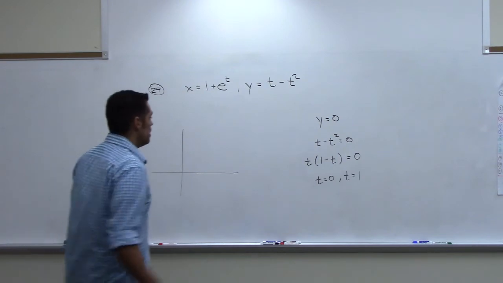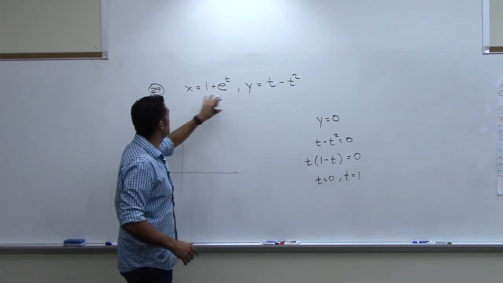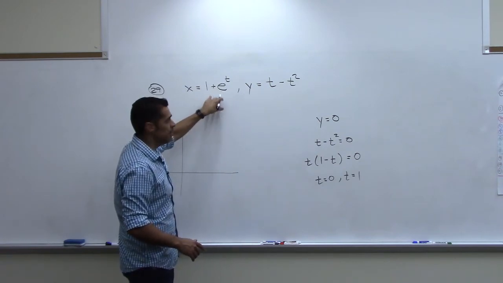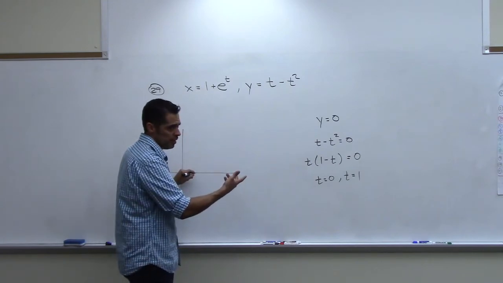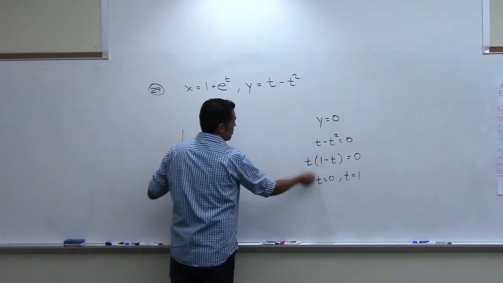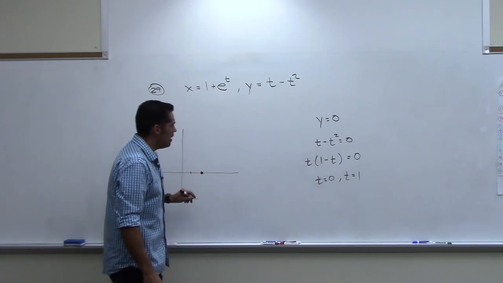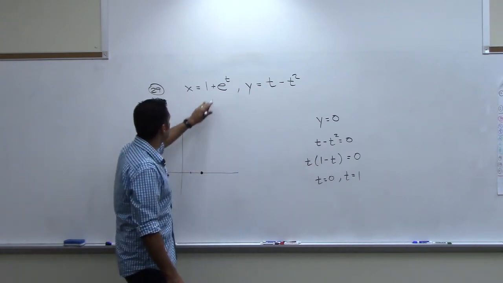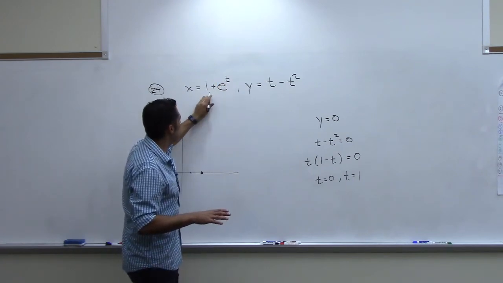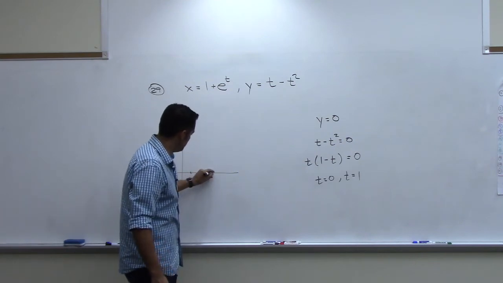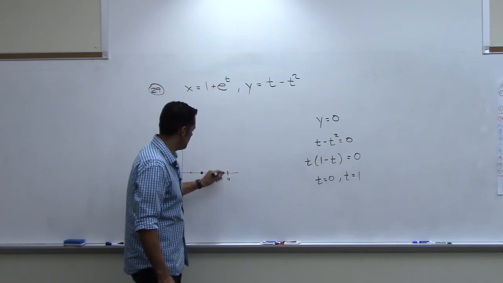Okay, t is 0. So what I'm going to do is actually find these points. At t is 0, I just plug 0 into both of those. Here I'm going to get 2: e to the 0 is 1, 1 plus 1 is 2. So I have the point 2, 0, because when I plug in 0 here, I'm going to get 0. And then when I plug in 1, I'm at e to the first power. So e is about 2.718, plus 1 is about 3.718. So here's 1, here's 2, here's 3, here's 4. So 3.718, I'm about right there.